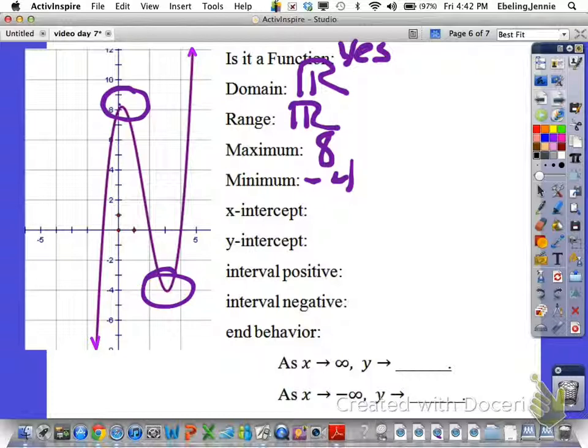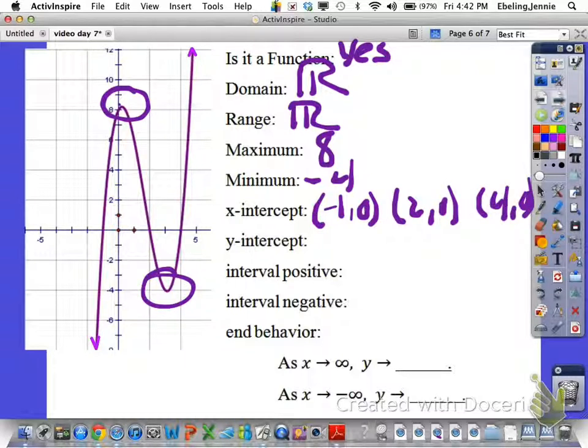X-intercept, well, it looks like we've got quite a few of them. We've got it here, here, and here. So I have 3 x-intercepts. Those x-intercepts appear to be at negative 1, 0, and at 2, 0, and at 4, 0. My y-intercept only crosses once, and that was up here where that maximum was. So my y-intercept, I say, is 0, 8.